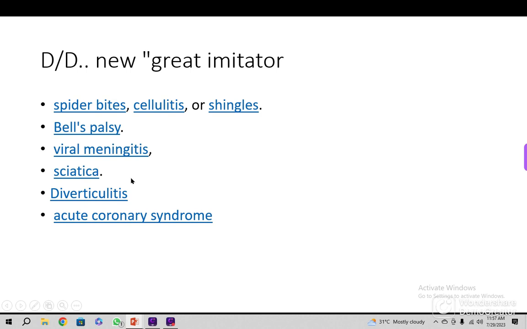Viral meningitis is very similar. Sciatica, because of the radicular pain. Diverticulitis, because of the involvement of the autonomic nervous system, the patient will become constipated, and even so much so that the bleeding occurs, and there may possibly be blood in the stools. That is called hematochezia. Acute coronary syndrome, of course, the heart is involved in the American people, and it should be excluded. New great imitator.